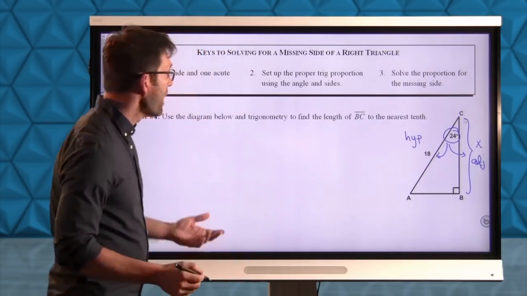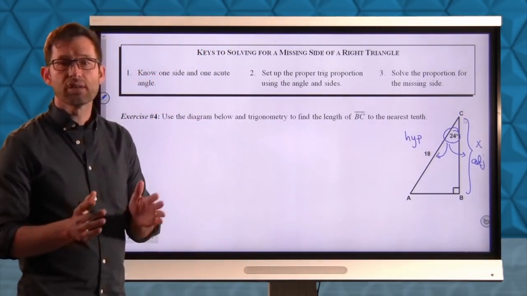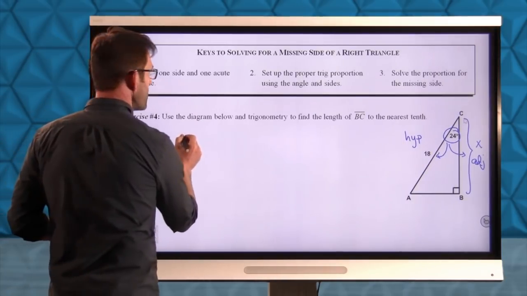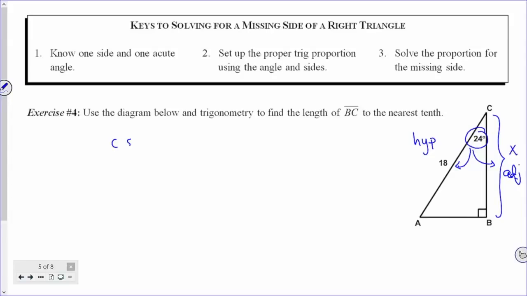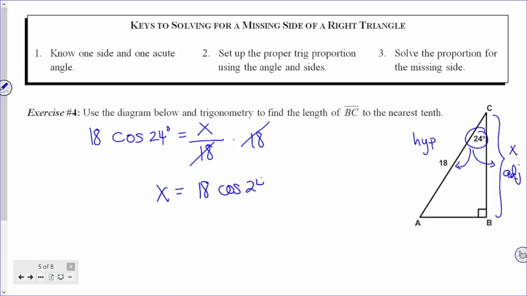So it looks like I'm back to cosine, right? Cosine is adjacent over hypotenuse. So I can say that the cosine of 24 degrees is equal to the side adjacent, which is what I'm looking for, divided by the hypotenuse. This is one of those easy ones. I can now multiply both sides simply by 18, and I'll get the side that I'm looking for to be 18 times the cosine of 24 degrees, and that's now where I need my calculator.